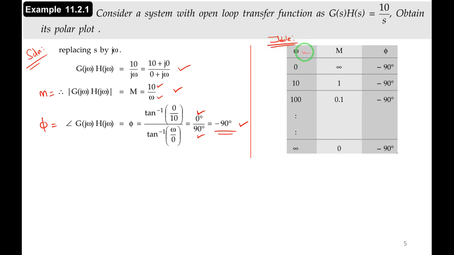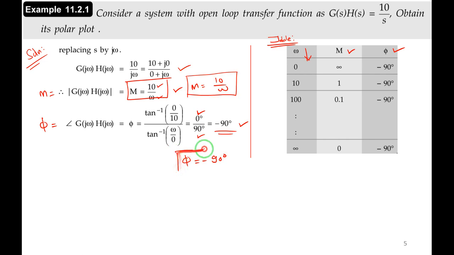The table consists of frequency omega, which is varied here, the magnitude and the phase. We have the magnitude equation, M is equal to 10 by omega, and the phase is constant, minus 90 degree. It does not depend on the frequency. Let me take the values of frequency 0, 10, 100 till infinity. You can observe the phase column: it is minus 90 degree, independent of the frequency. For all values of frequency, the phase angle contributed is minus 90 degree.